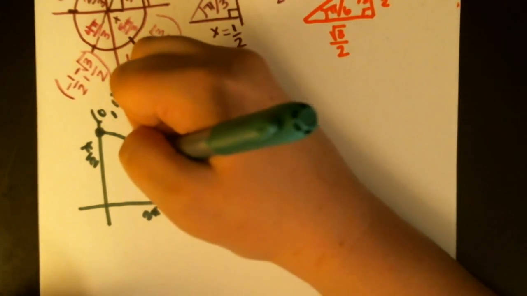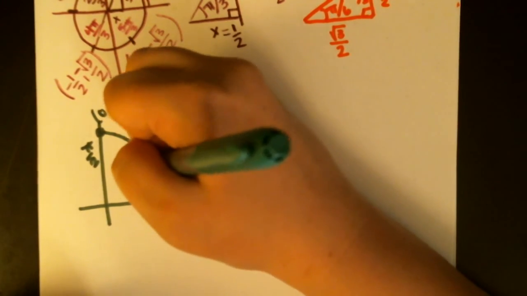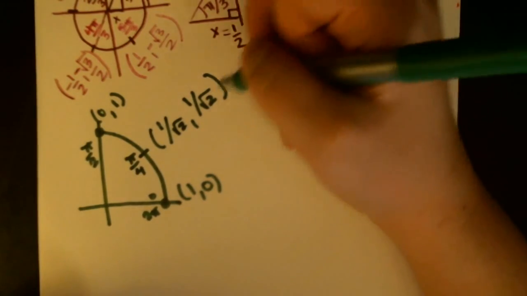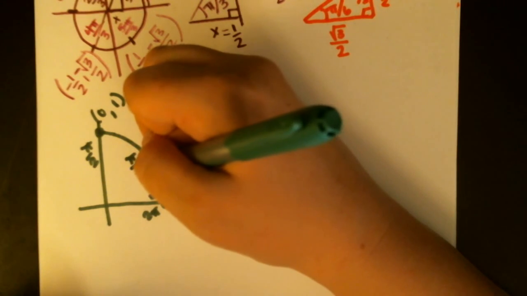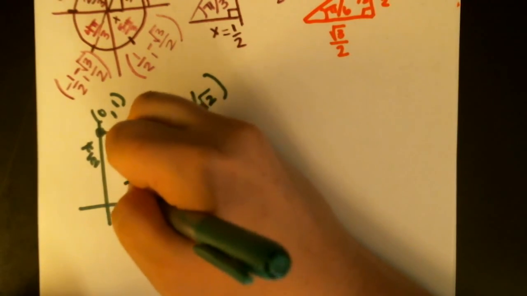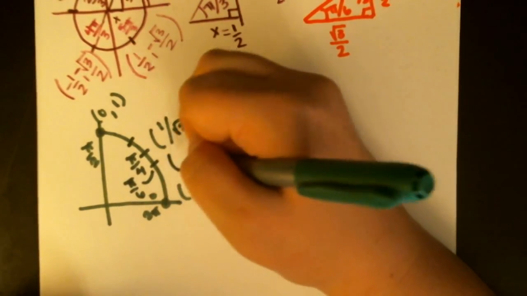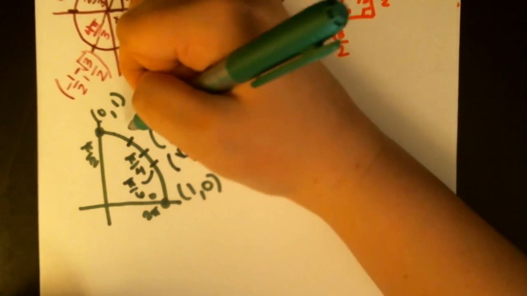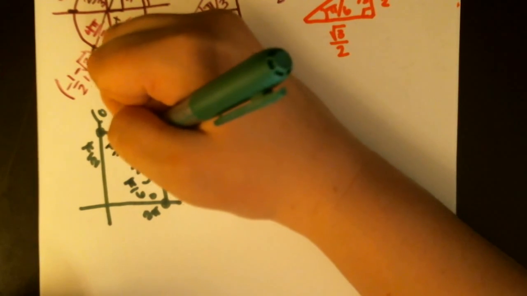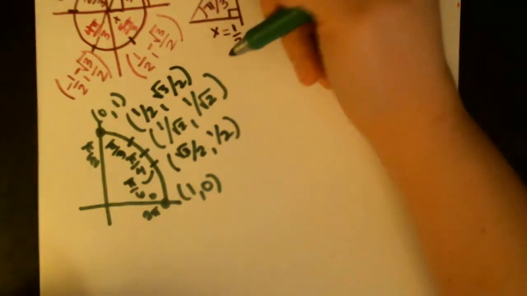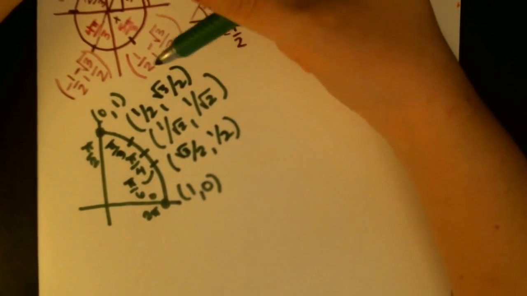You should know that a pi over 4 will land you at 1 over root 2, 1 over root 2, or if you like the rationalized denominators, root 2 over 2. And you should know that a pi over 6 lands you at root 3 over 2, 1/2, and a pi over 3 lands you at 1/2, root 3 over 2. So there aren't actually that many numbers to remember.